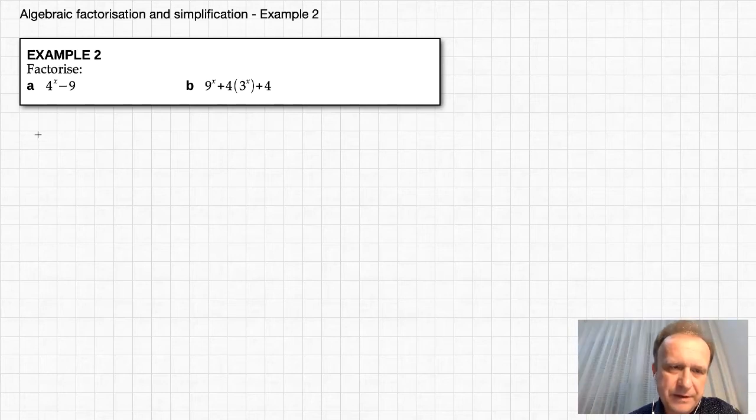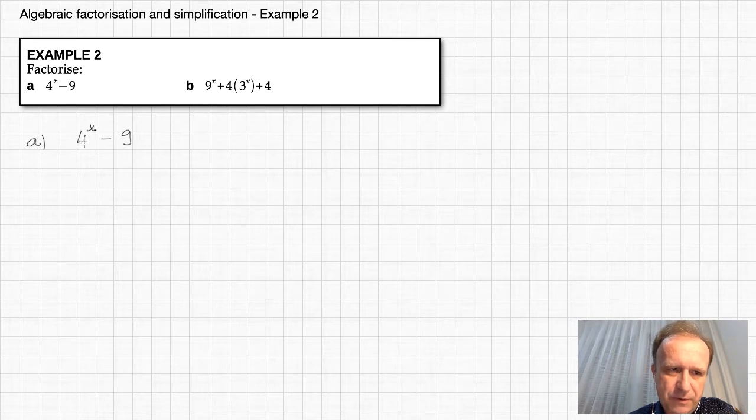Example 2, factorize, part A, 4 to the power of x minus 9. Okay, so how to factorize this one? Well, we can see that number 9 here is a square, it's 3 squared.